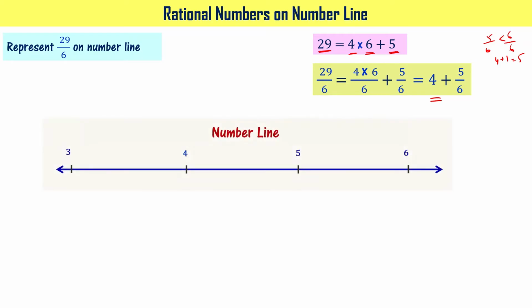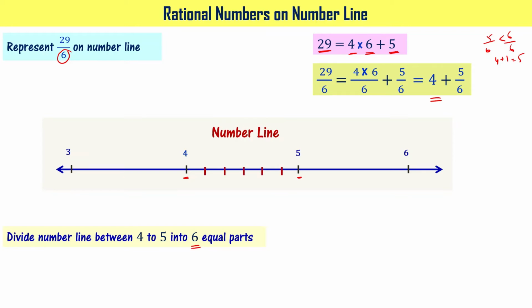Let's draw the number line now. Though I have chosen from 3 to 6, what we are interested in is 4 to 5. In between this, we'll get 29 by 6, right? Let's divide the number line between 4 to 5 into 6 equal parts. You see, the denominator is 6. That's why we are dividing the number line between 4 to 5 into 6 equal parts.